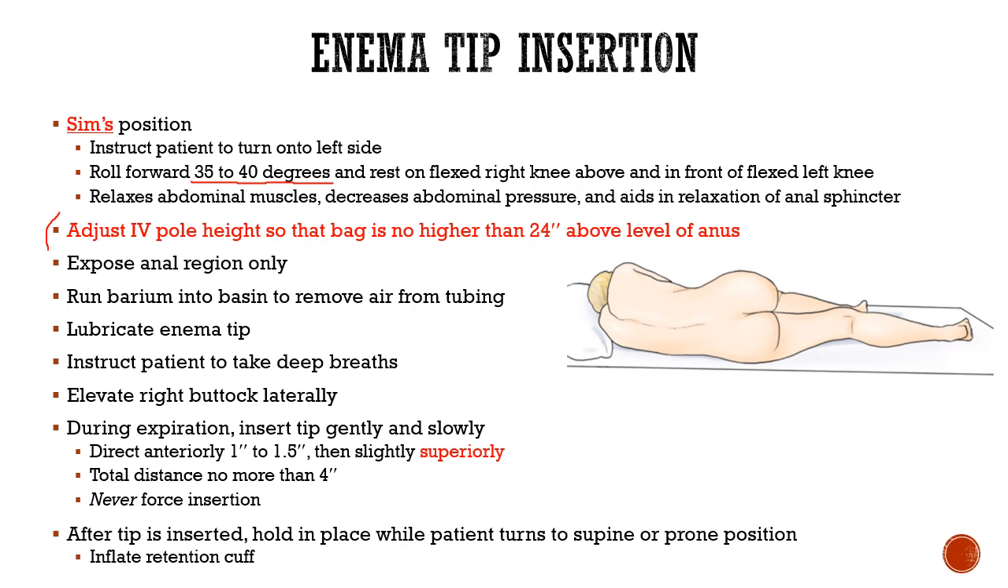You want to lubricate the tip. Instruct the patient then to take deep breaths. Elevate the right buttock laterally, and during expiration, insert the tip gently and slowly. Direct anteriorly 1 to 1.5 inches and then slightly superiorly. And you want a total distance for that tip being moved into the rectum of no more than 4 inches. Never force insertion. After the tip is inserted, hold it in place while the patient turns into the supine or prone position, whatever the protocol is for that facility, and then inflate the retention cuff.